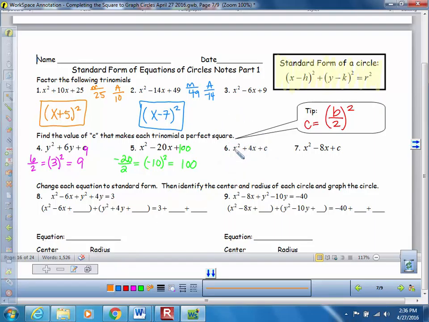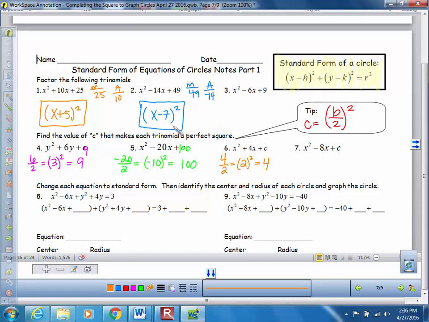So looking at number 6, if I wanted to find what would make this a perfect square trinomial, I would take b, which is 4. I'd divide that by 2. It would give me 2. And then I'd square that. If I squared it, my c would be 4.